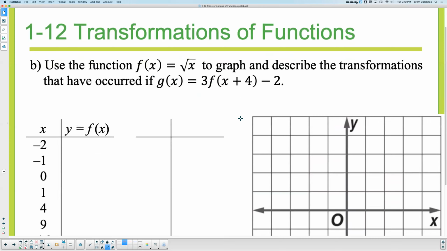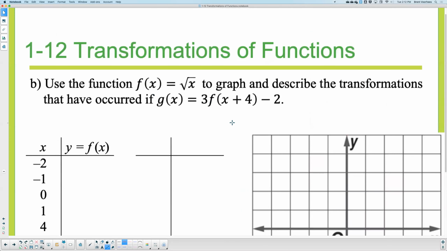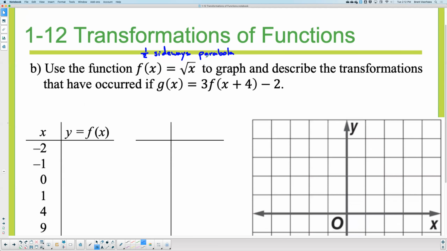Okay. Now let's do this again. First question I have for you on this one. It says the parent function is the square root of x. What did that look like as a shape? Do you remember? Square root of x. Half a sideways parabola. And by equation, you could also see this as x to the 1/2.